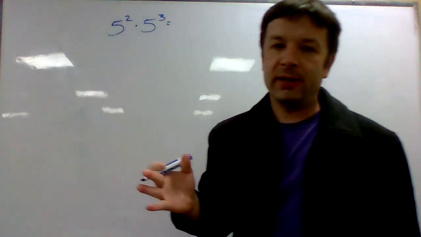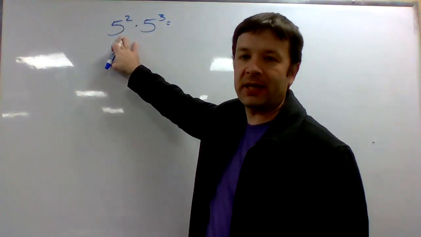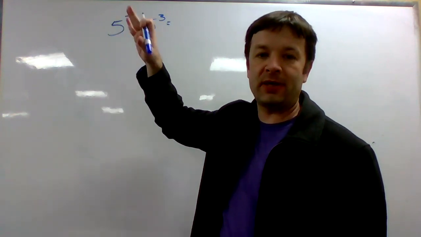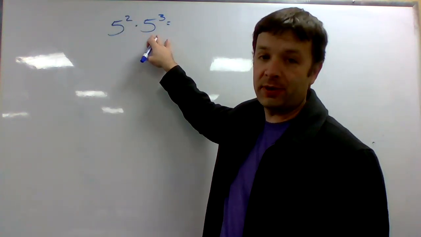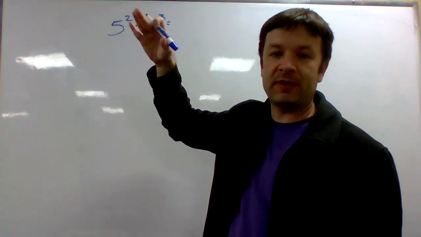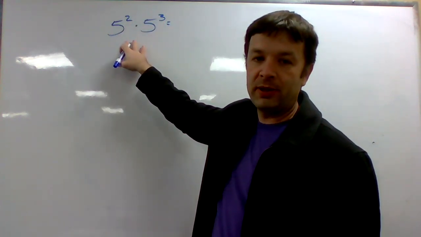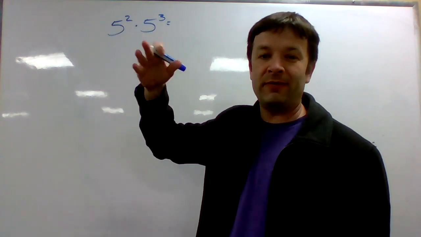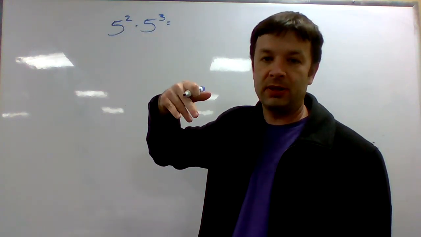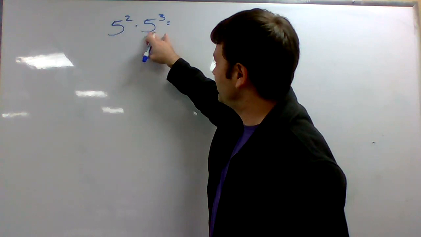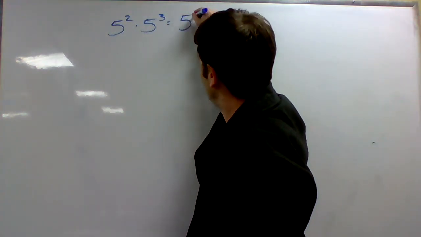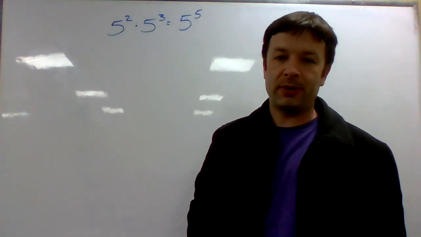Okay, now what does 5 to the second mean? It means 5 times 5. What does 5 to the third mean? It means 5 times 5 times 5. So if you multiply those together, really you're multiplying 5 5s together. So 5 to the second times 5 to the third is like 5 to the fifth power.